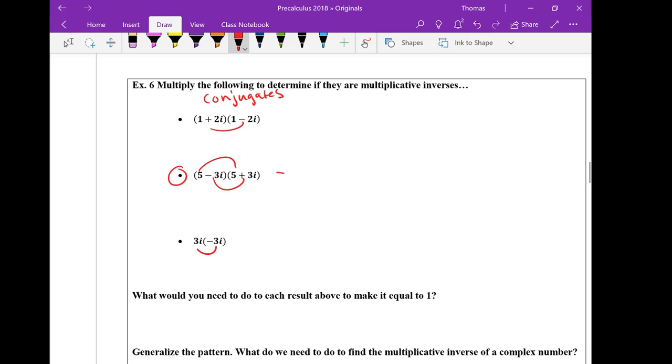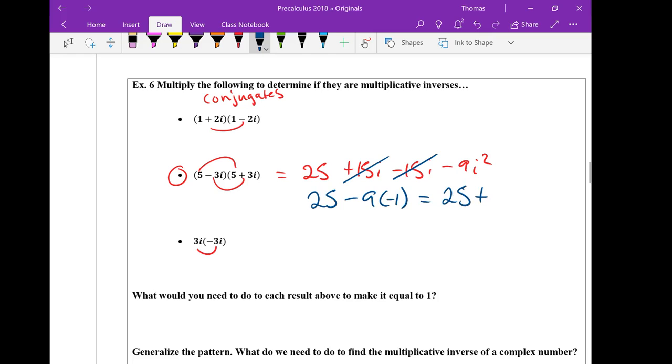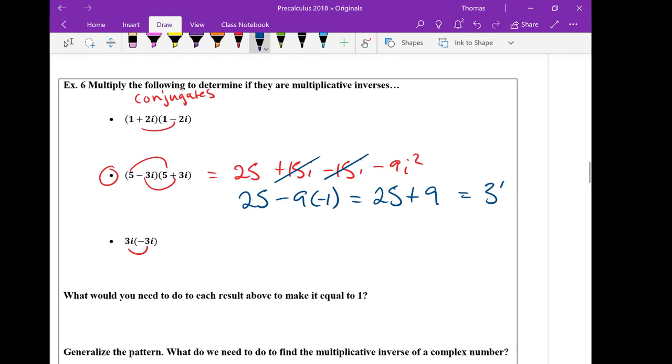5 times 5 is 25. 5 times plus 3i is plus 15i, minus 15i, and minus 9i squared. And I know I'm moving quickly, but feel free to pause this video and double check things as you go. Those imaginary terms are opposite, so they cancel, and we're just left with 25 minus 9 times negative 1. That's just 25 plus 9, which is 34.